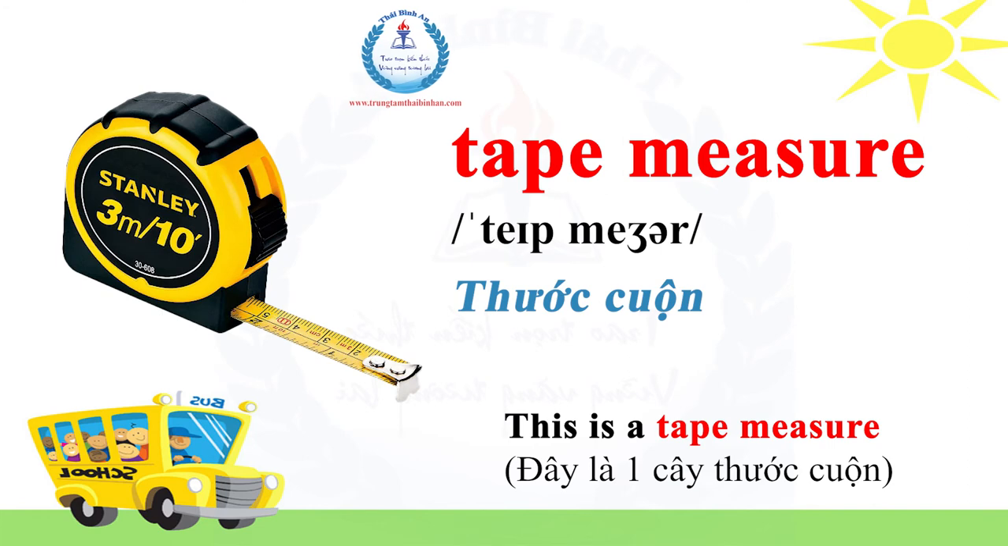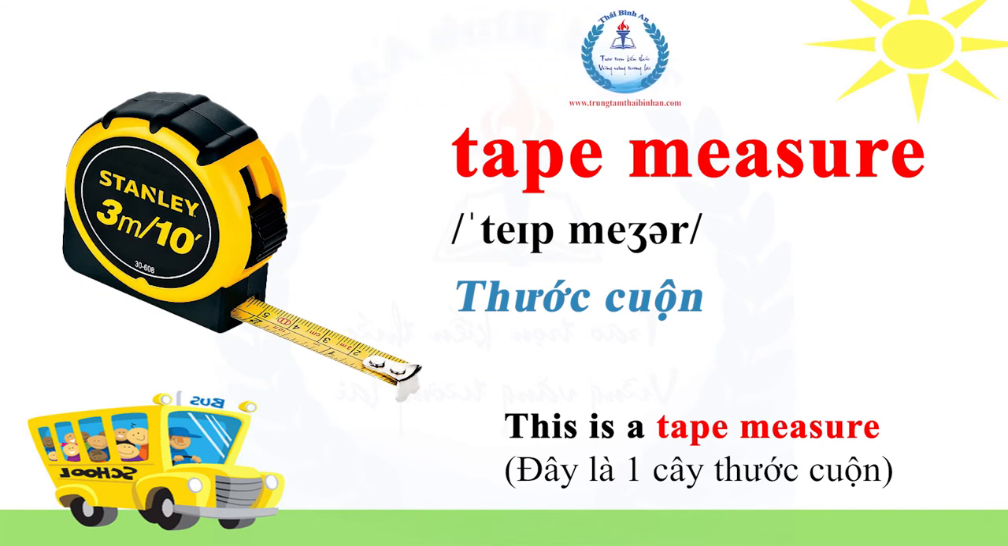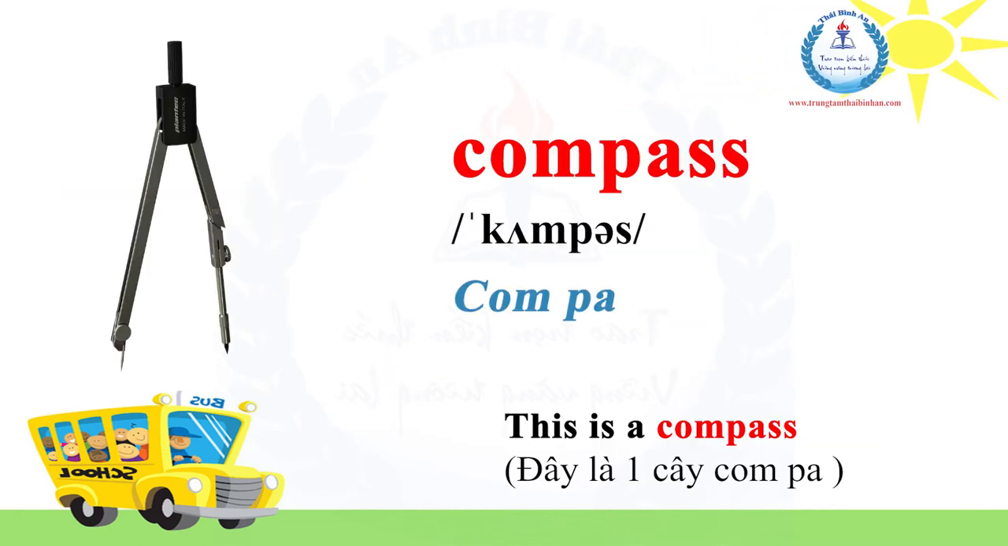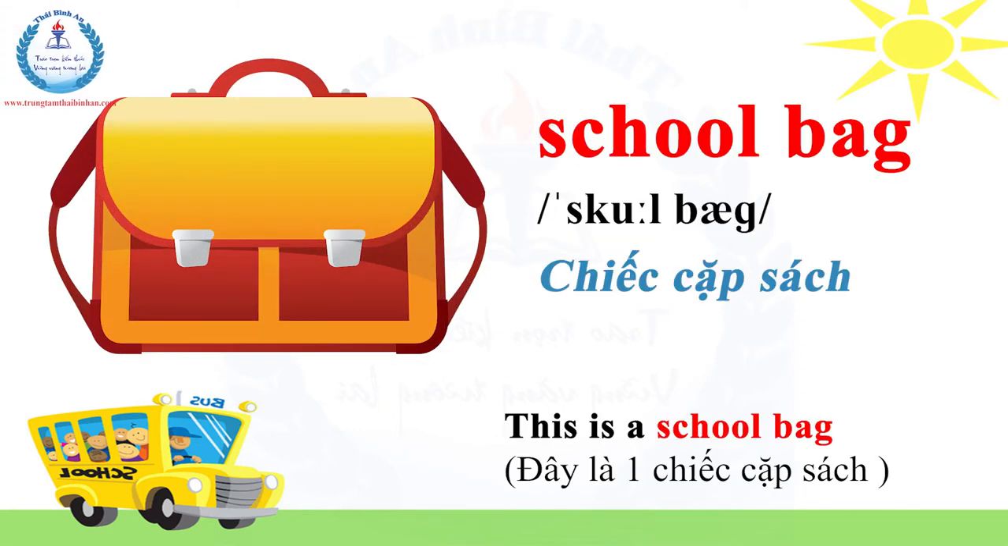Thước cuộn. Tape measure. This is a tape measure. Compa, dụng cụ để vẽ đường tròn. Compass. This is a compass.